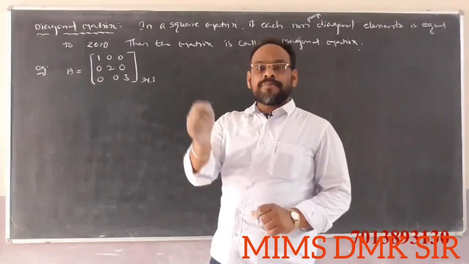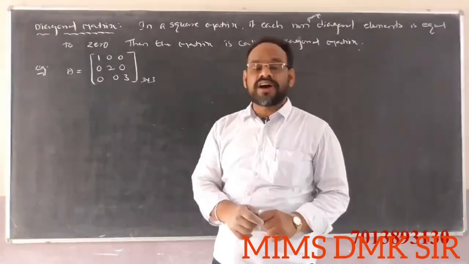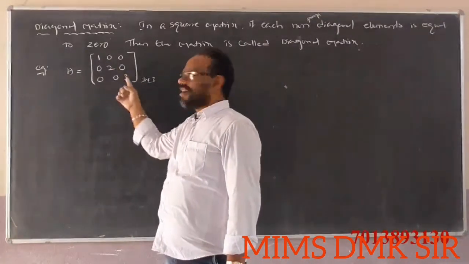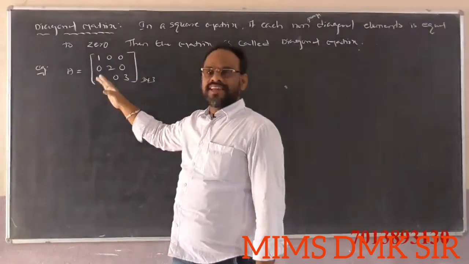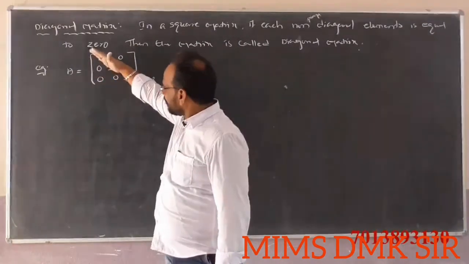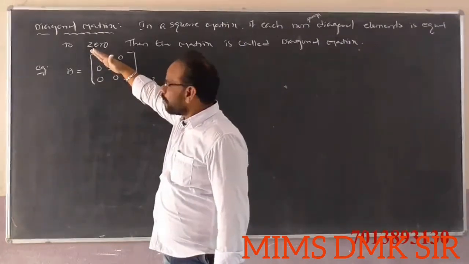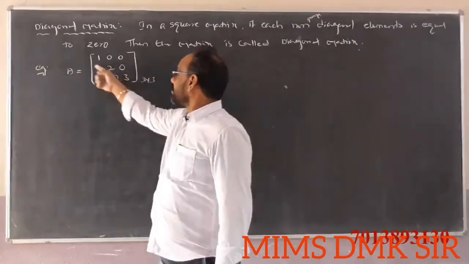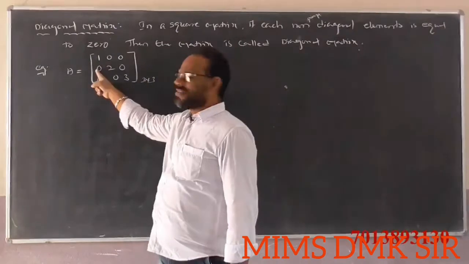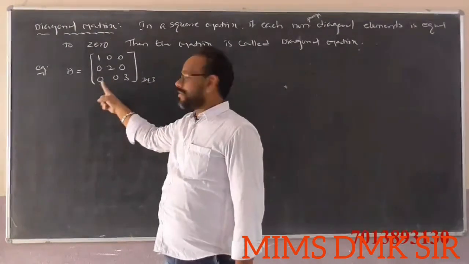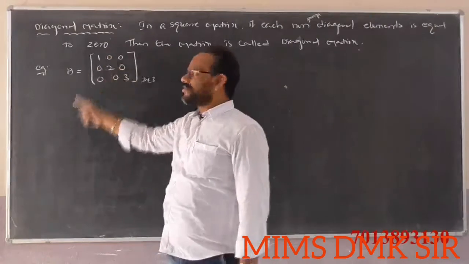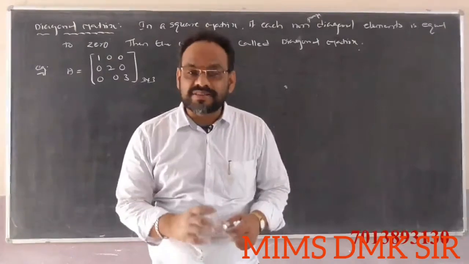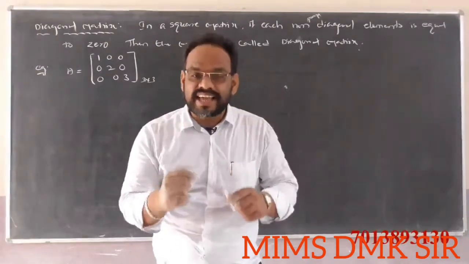If each non-principal diagonal element, these are principal diagonal elements. Non-principal diagonal elements means if you except the principal diagonal elements, all the remaining elements are called non-principal diagonal elements. Non-principal diagonal elements are equal to 0. Observe here, this is not a principal diagonal element, this is not, this is not, this is equal to 0. Then the square matrix is called a diagonal matrix.